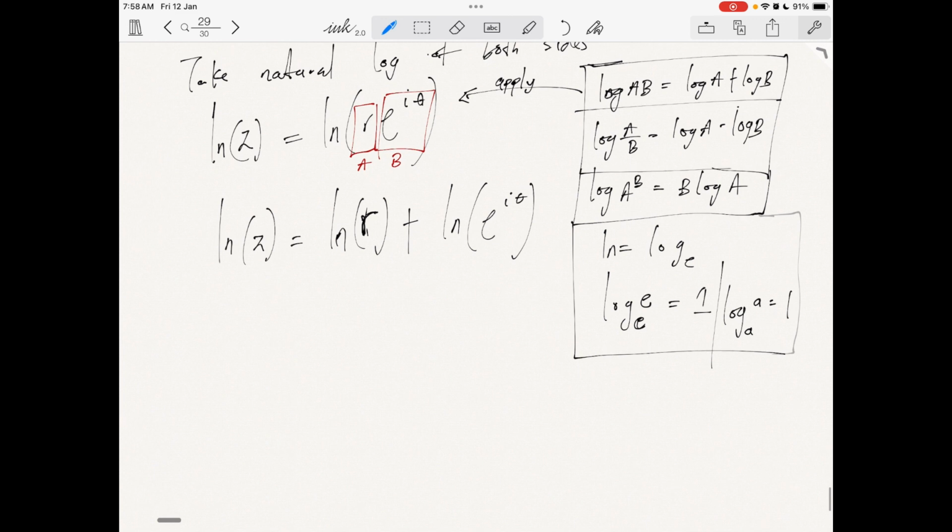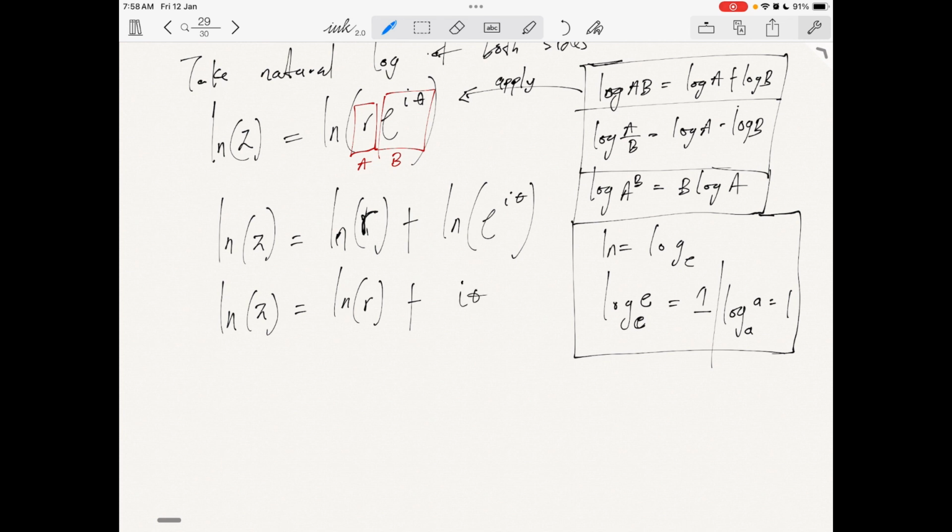Okay, so thereafter this will reduce to ln z is equal to ln r plus i theta. So to evaluate the logarithm of a complex number, all we just have to do is to evaluate this with this.